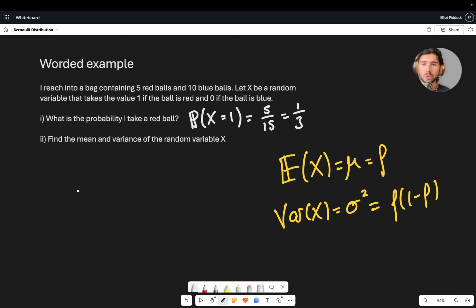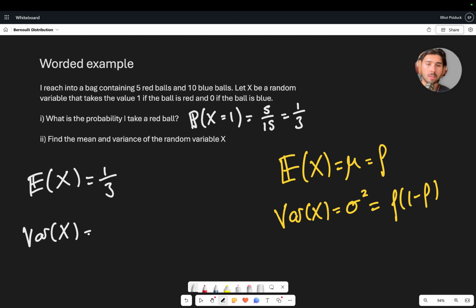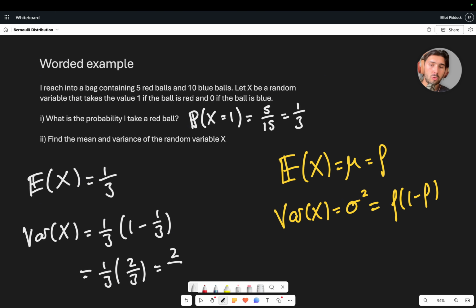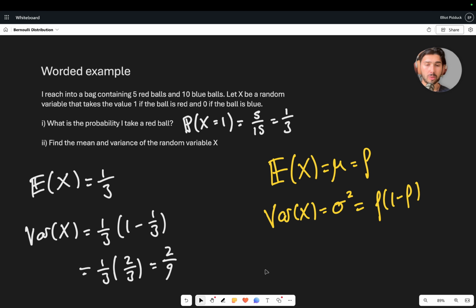So cool. Let's do the mean first. The mean, the expected value of x, is just the probability of success, which is 1 in 3. And the variance of x is just 1 in 3 times 1 minus 1 in 3, like that. And that's 1 in 3 times 2 in 3. That's 2 out of 9, okay? So that's what that means, and that's how that works.